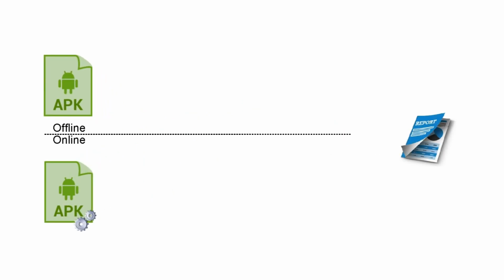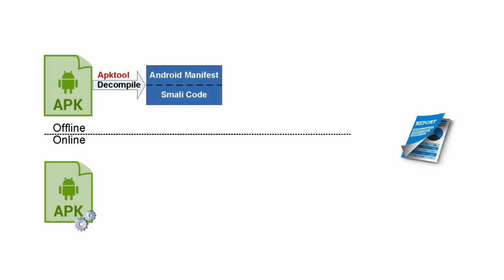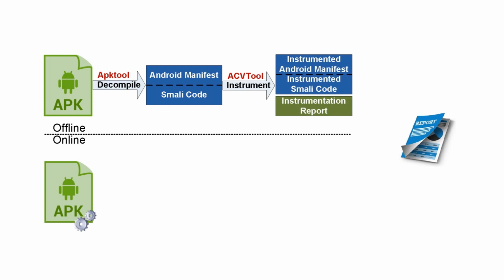We divide the workflow of ACVTool into offline and online phases. During the offline phase, ACVTool transforms the Dalvik bytecode from the APK into the Smali representation. Then, ACVTool transforms the APK by inserting special instructions, called probes, into the Smali code. The purpose of these probes is to track the execution of the original instructions from the APK.